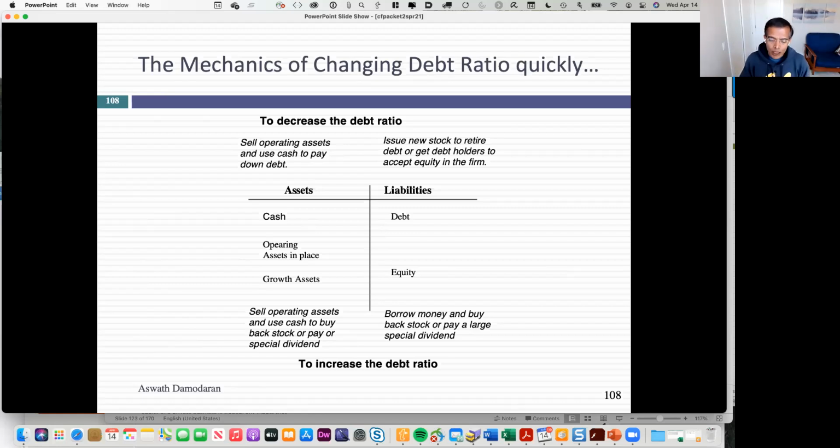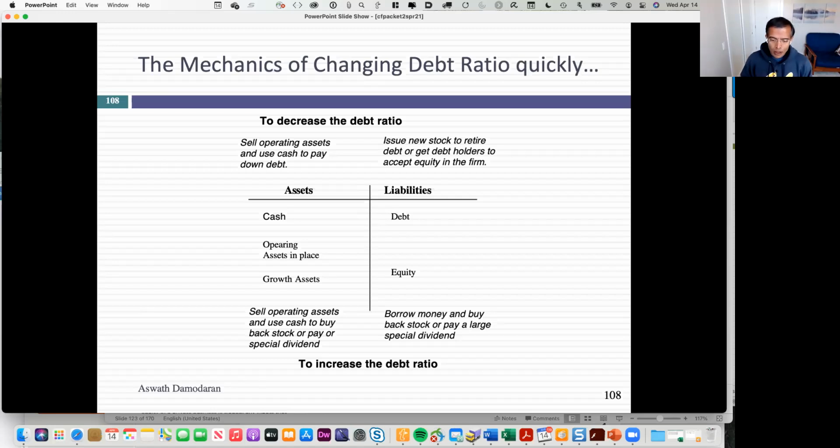If you want to decrease your debt ratio, then it's more difficult. You can sell your operating assets and try to pay down debt, or you can issue equity and use it to retire debt. So it's much more difficult to do quickly, but you can see that your choices will reflect what you want to do.